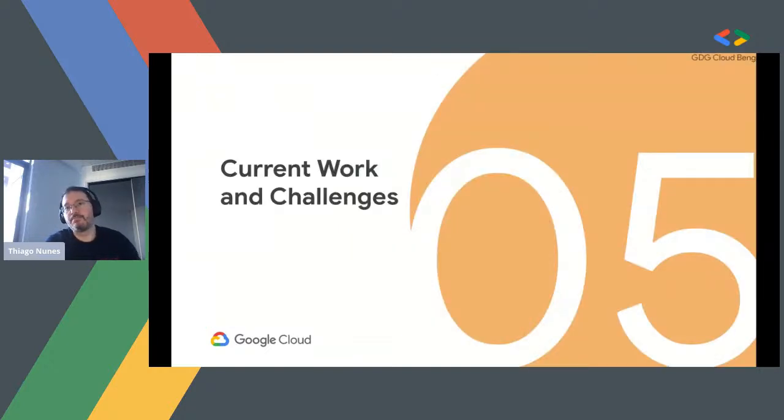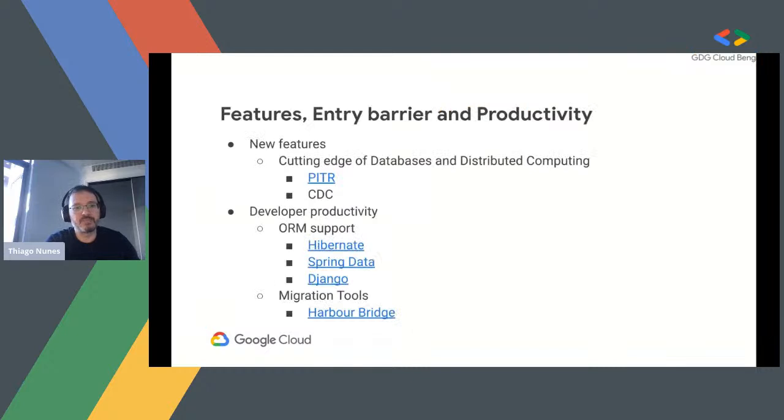Cool. So, given that, I want to talk a little bit about the current work that we're doing with Spanner and some of the challenges. So we're constantly developing new features at the cutting edge of databases and distributed computing. We have recently launched point-in-time recovery, where you can recover versions of your database which are up to 7 days old. We're also starting to implement CDC, so change data capture for Spanner.